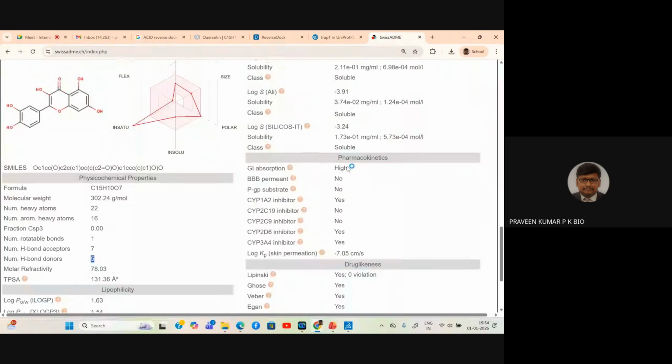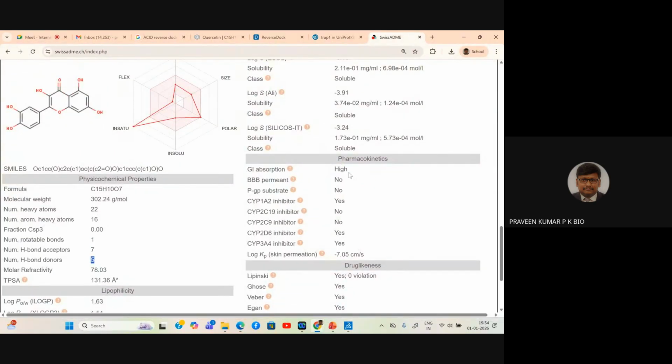And ADME is the major thing we are discussing. The GI absorption is high, so it can be better used as an oral drug. BBB, no permeation. It means that it's not going to give any adverse effects with respect to central nervous disorders or peripheral nervous disorders because it's a hydrophilic drug.